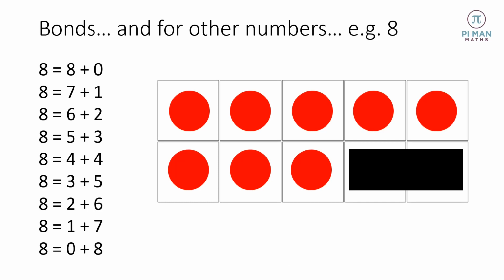Here are bonds up to 8. And the commutativity idea is highlighted here. 8 is 5 plus 3, or it's 3 plus 5. Again, doesn't matter. Commutativity can be done in any order. This is for addition only. Subtraction is a different story. Okay, and again, this is in Year 2, showing addition can be done in any order, but subtraction cannot. So there's 8 minus 0, still leaves us with 8, and so on.